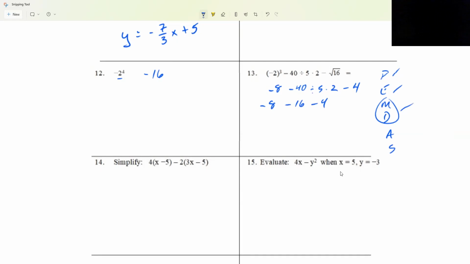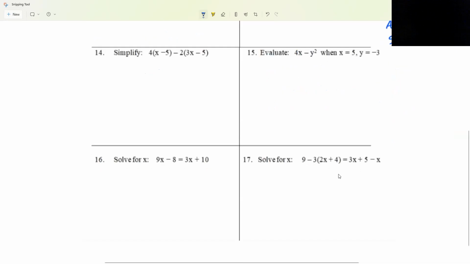Now we're just at adding and subtracting. The signs are all the same, so add them up, keep the sign, -28. You're done. Number 14, this is a simplifying deal. Okay, so remember with simplifying, you just distribute, then combine. Okay, and there's not a whole lot else to it. Okay, so you got 4x minus 20 minus 6x plus 10.